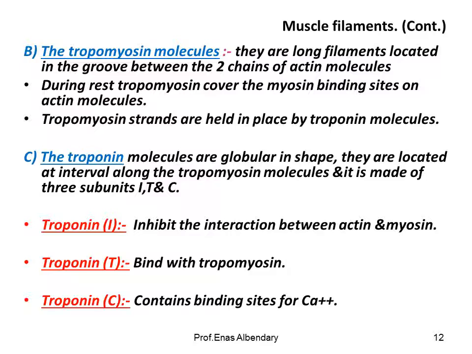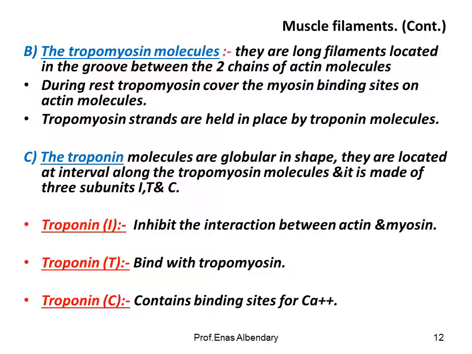What is the function of tropomyosin? Tropomyosin covers myosin binding sites on actin molecules. Does it act on contraction or relaxation? Tropomyosin acts on relaxation because it covers the binding site between actin and myosin. As we said, once the cross bridges or myosin head come in contact with myosin binding sites on actin, contraction will start. Here tropomyosin covers these binding sites.